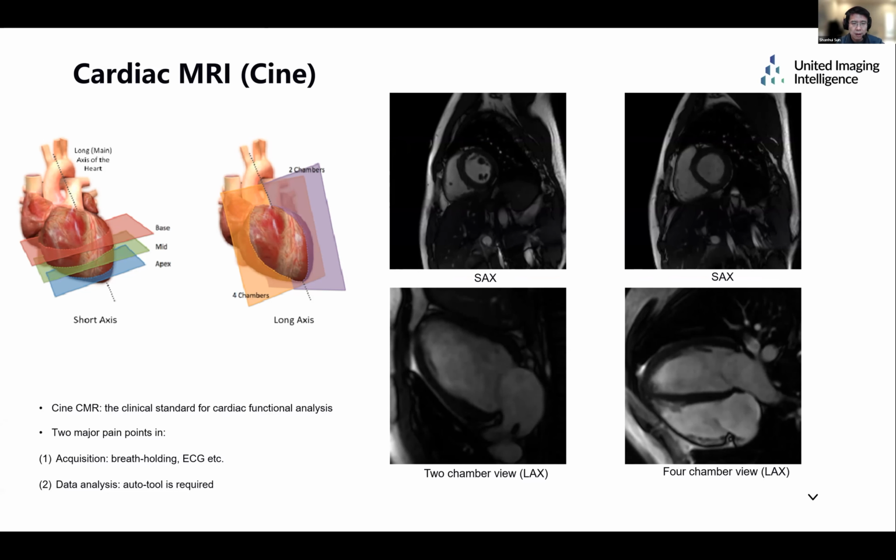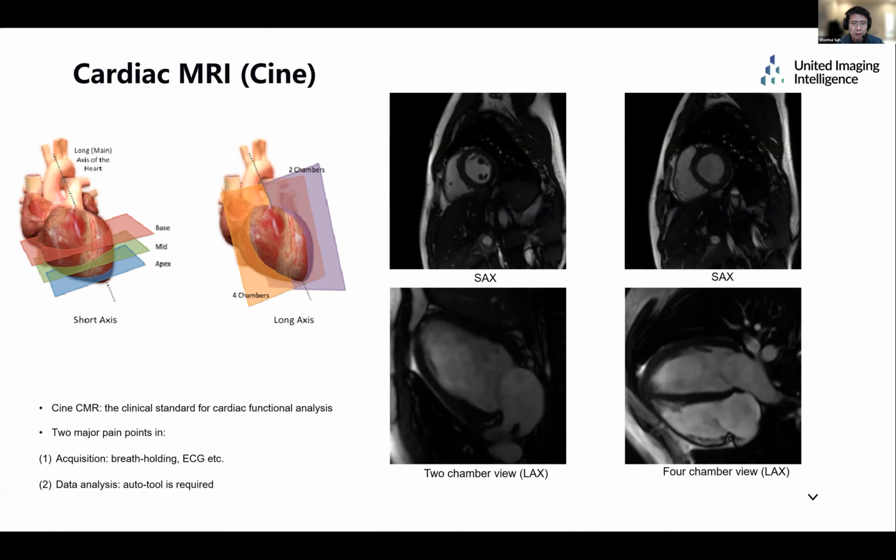On the right side are examples to explain what the short axis data looks like and what the long axis looks like. Basically, we cover the heart from different angles.